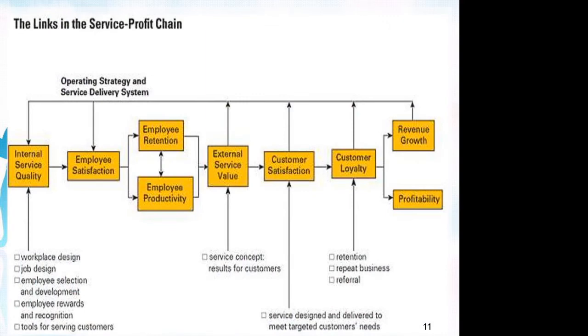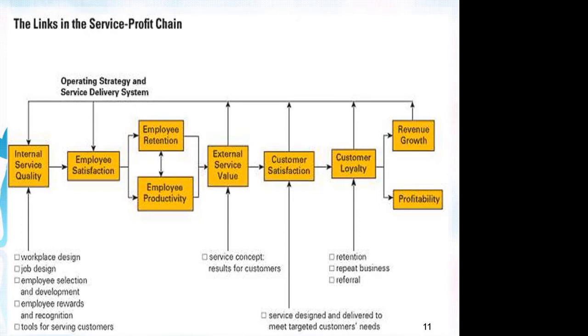And the links in the service profit chain, this is what we are actually talking about. Here we talk about internal service quality and employee satisfaction. Then if employee satisfaction is there, we will have employee retention and employee productivity. And in external service value, customer satisfaction, you can build customer loyalty. And because of these two concepts, there will be revenue growth and profitability.